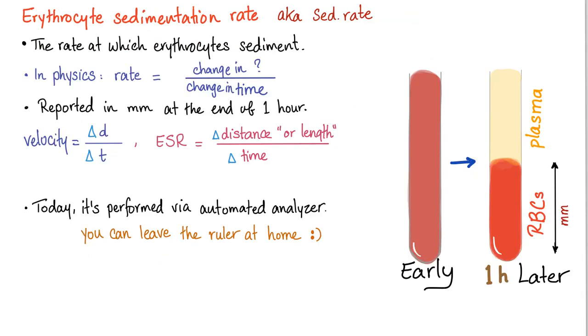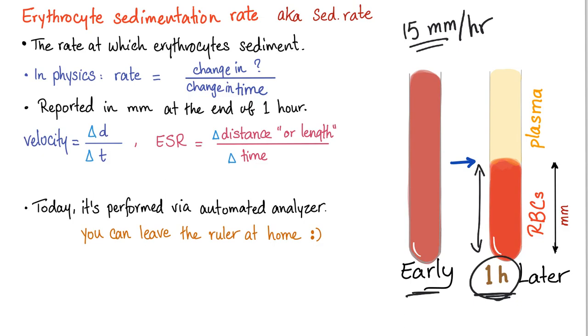Look at this wonderful definition. Erythrocyte sedimentation rate, the rate at which erythrocytes sediment. Genius. As you know in physics, any rate is change in something over change in time. The denominator has to be time. So we know velocity, change in distance over change in time. ESR, change in distance over change in time. Reported in millimeters per hour. So leave this test tube for 1 hour, and let's say that your normal ESR was 15 millimeters per hour, which means after 1 hour we measured this distance or length and it was 15 millimeters.